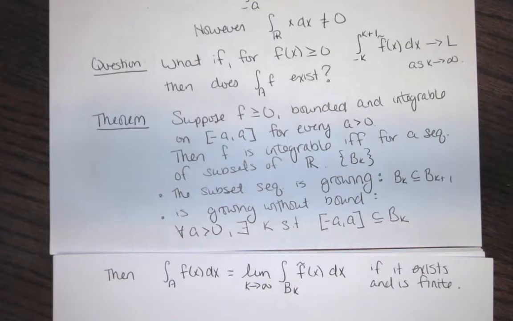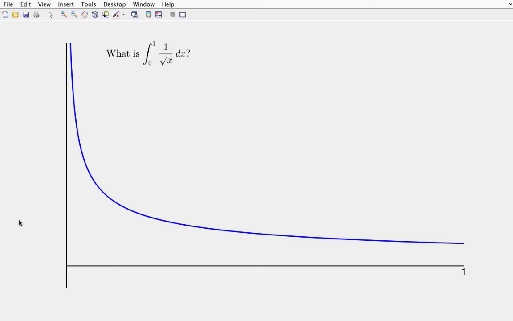For most examples we're going to be dealing with this week, the first definition will suffice. Now what about functions on bounded domains where the function is unbounded? Let's go back to the example that we started with. How can we define the integral from 0 to 1 of 1 over the square root of x if the standard Riemann definition would not give me a value for that integral?